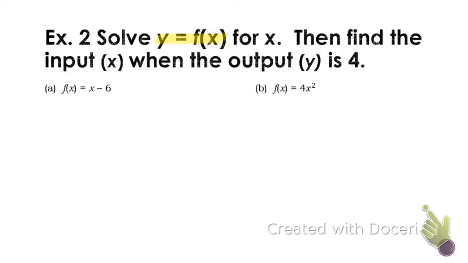So looking at letter A, right off the bat, we're going to change that f of x to a what? A y. And y equals x minus 6. The rest of the problem stays the same. Go ahead and highlight. They've asked us to solve for x.